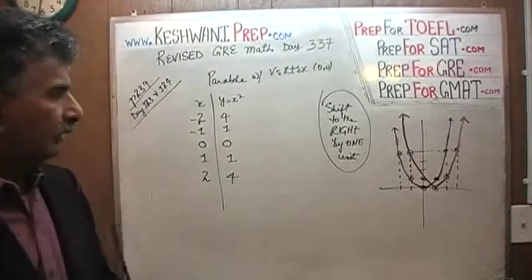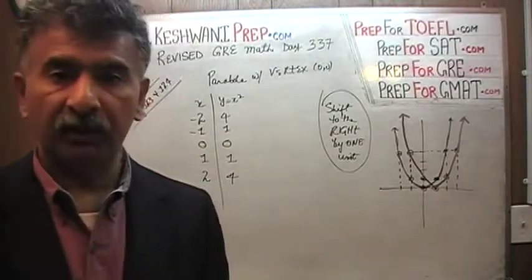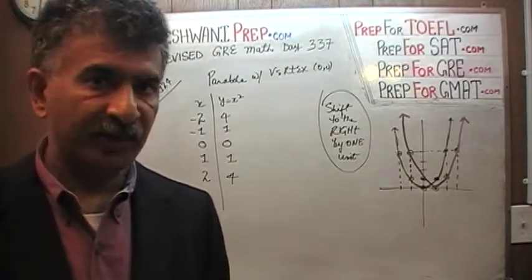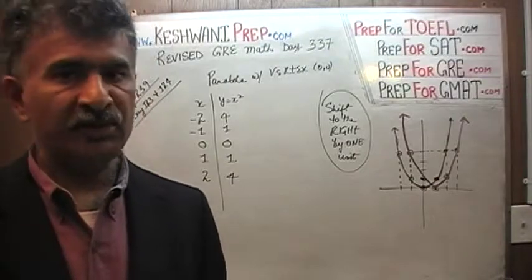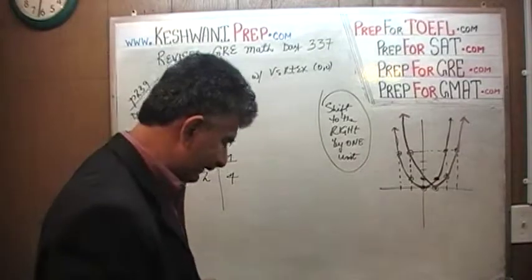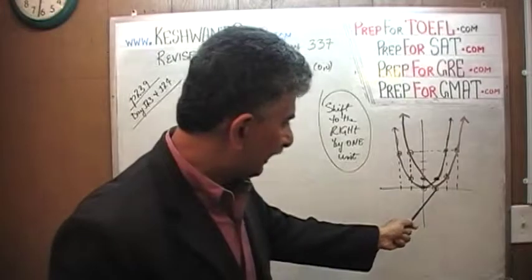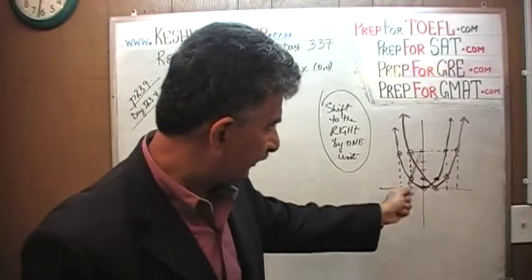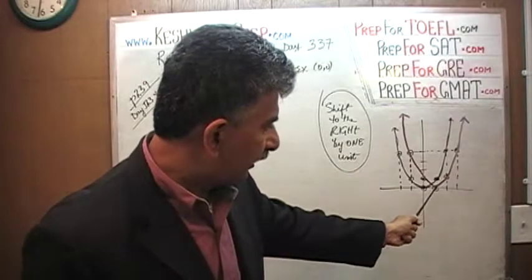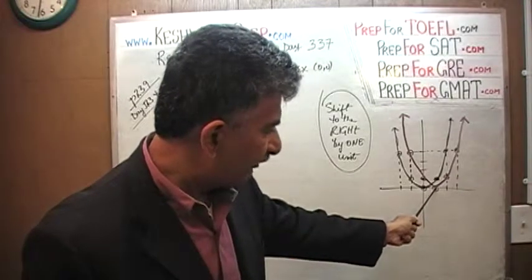The question is, what is the equation of this new parabola, a parabola that has been shifted to the right by 1 unit? How do we write the equation of it? Somehow we have to have the same values as before. The values of y cannot change. By looking at this parabola, we can see that now y has to be 0 when x is 1.